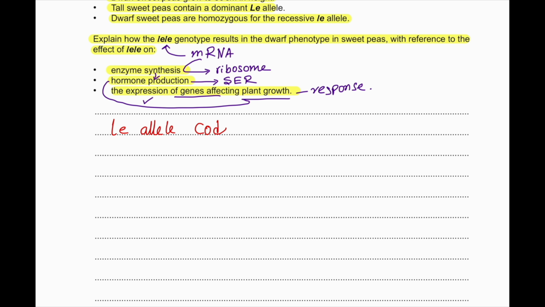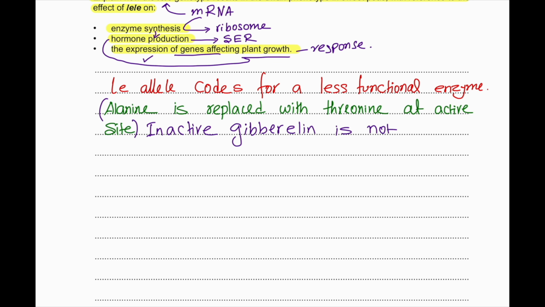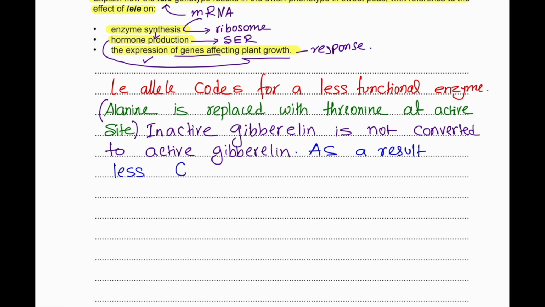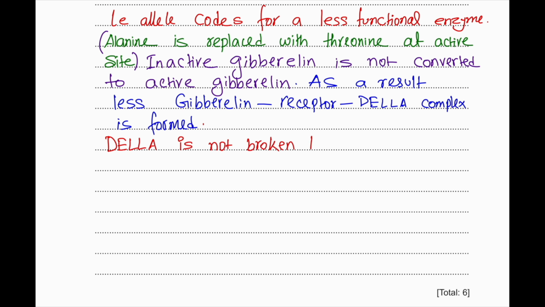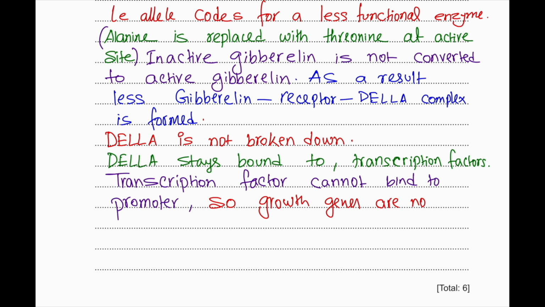The small le allele codes for a less functional enzyme. As a result, in the enzyme, alanine is replaced at position 309 at the active site. This results in inactive gibberellin not being converted to active gibberellin by the enzyme. As a result, less gibberellin is available for binding with the receptor and forming DELLA complex. And DELLA is not broken down as a result. So DELLA stays bound to the transcription factor, and the transcription factor is unable to bind with the promoter. So the growth genes are not expressed.